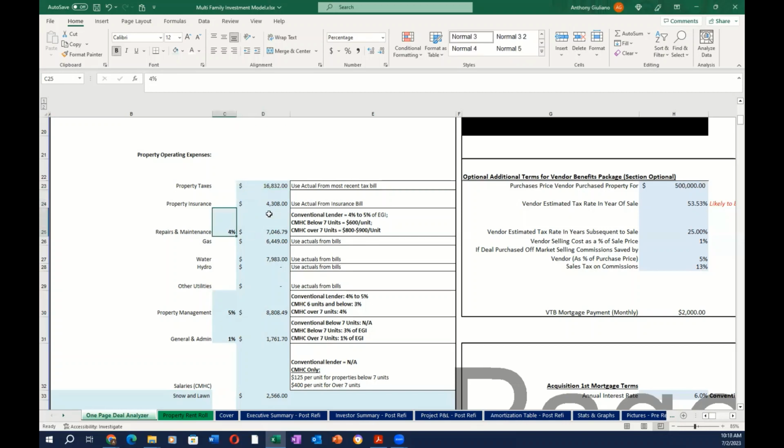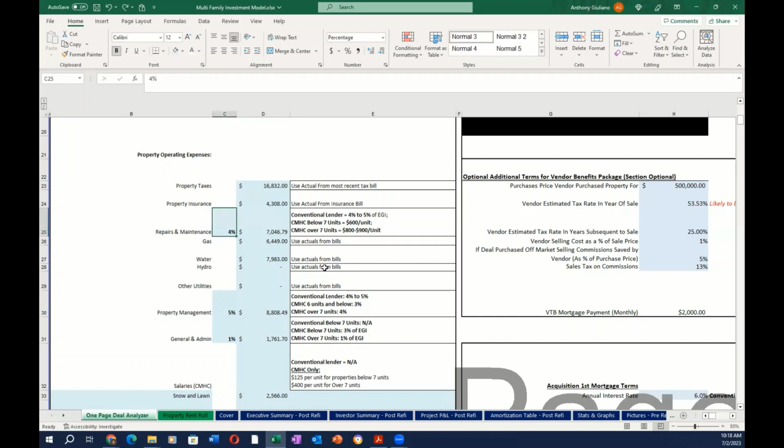Repairs and maintenance, again, conventional lenders will usually underwrite you around 4 to 5% of effective gross rent. So this is entered in more as a percentage. However, if you wanted to overwrite this formula over here, you can enter in a manual amount, let's just say like $6,000 annually. But ideally, you'd want to enter it in as a percentage. Like, for example, CMHC sometimes will underwrite deals at $600 a unit for buildings under 7 units and $800 to $900 a unit for buildings above 7 units. So you may want to use that assumption as well.